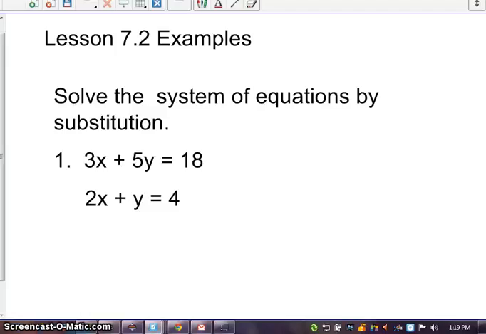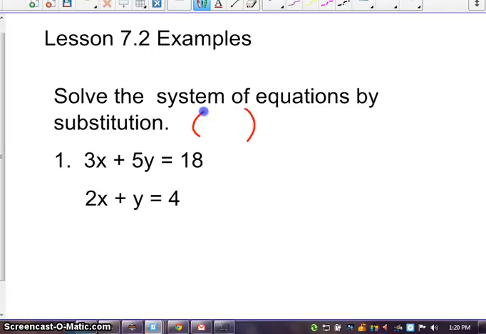Alright, here's an example for Chapter 7, Lesson 2 on solving systems of equations by using substitution. Okay, so we're going to solve a system of equations by substitution. Systems of equations, remember, are two sets of equations that share the same variables. So x and y in this case are the same for both of these, and we're going to solve this by substitution. And a solution for this is an ordered pair.